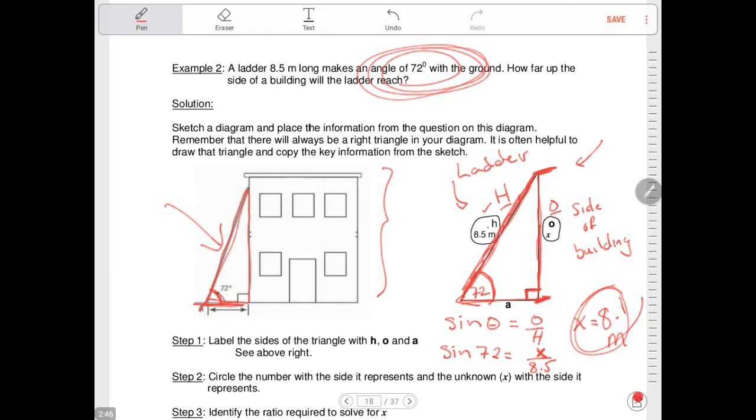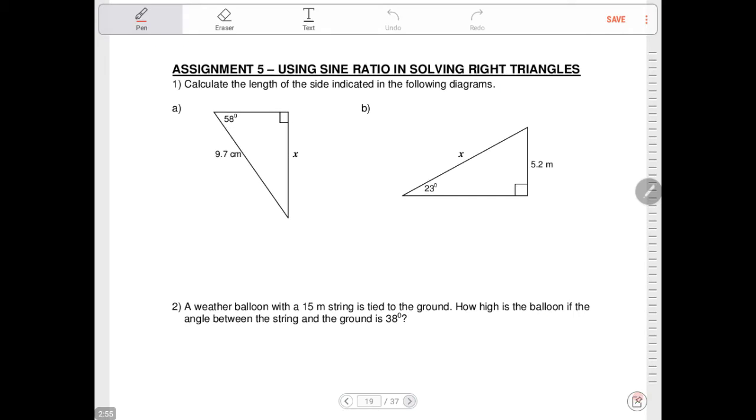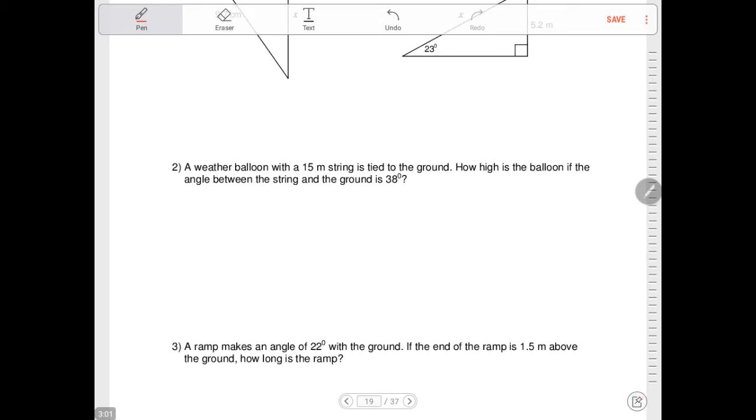What I can say to you, everyone, is it's key, it's crucial to draw pictures. I'm even going to cheat here and go a little bit into the practice. If I go to the next page, I just want to show you. These ones here are kind of easy because they've given you the triangle. But if I show you number 2, it says a weather balloon with a string that's 15 meters is tied to the ground. So you just draw it out.